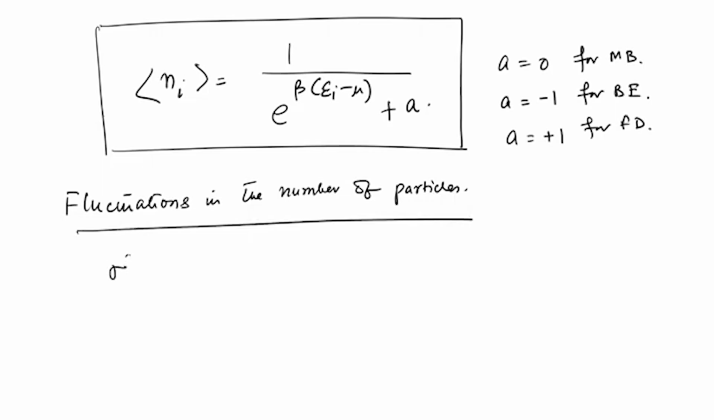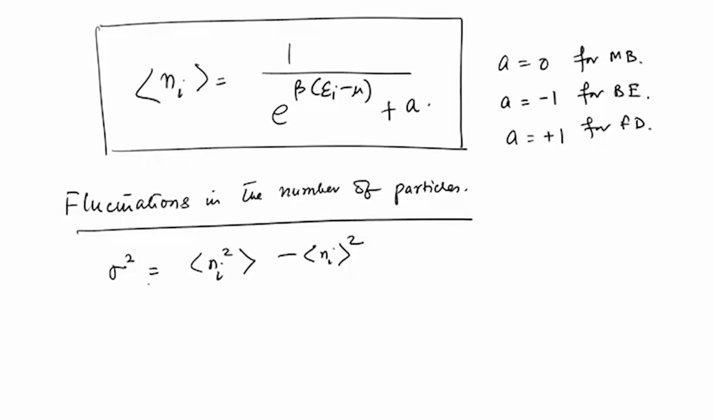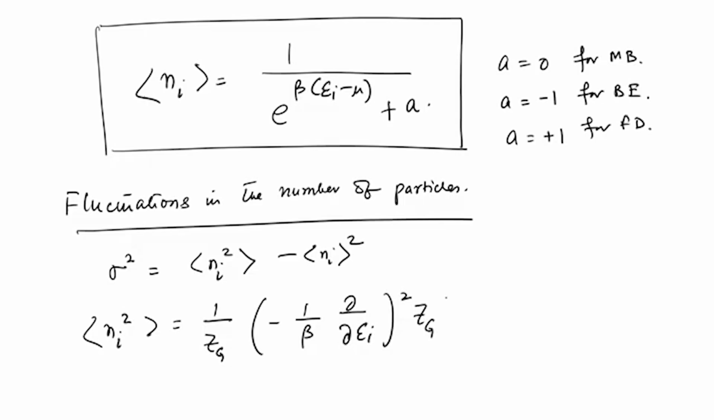And we are really talking about the sigma square equal to Ni square average minus Ni average square. Now, we just got Ni average for all these distributions, but getting Ni square average is not a difficulty. You just have to take a double derivative with respect to epsilon I of those distribution functions, and let us just do it in the grand canonical distribution. So, Ni square is nothing but 1 over Zg minus 1 over beta, and there is a del epsilon I square and a Zg, at a given fugacity and temperature.